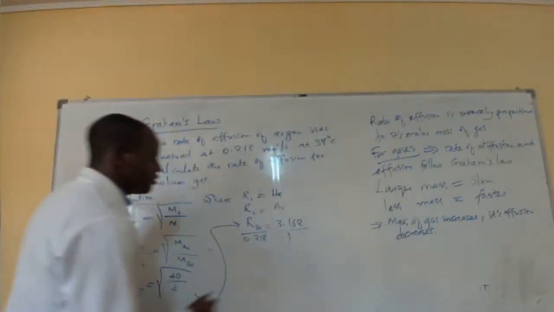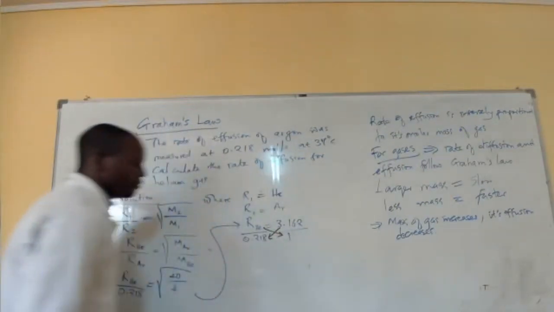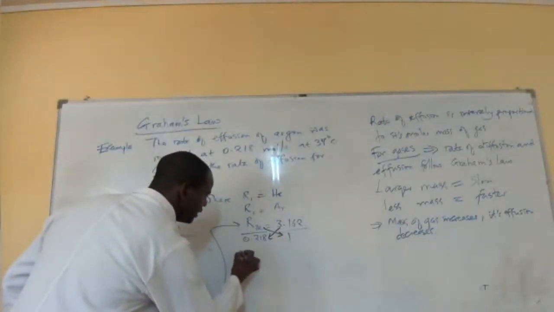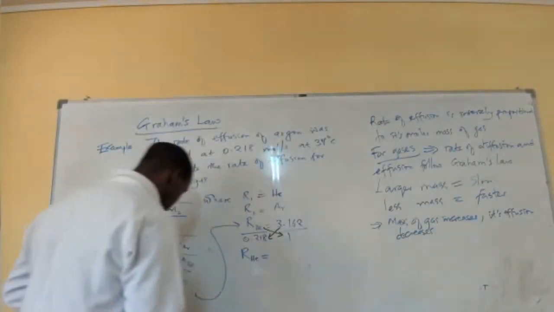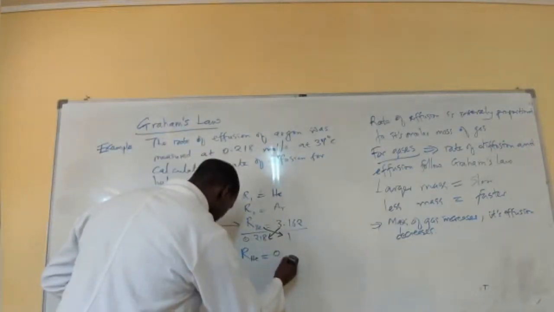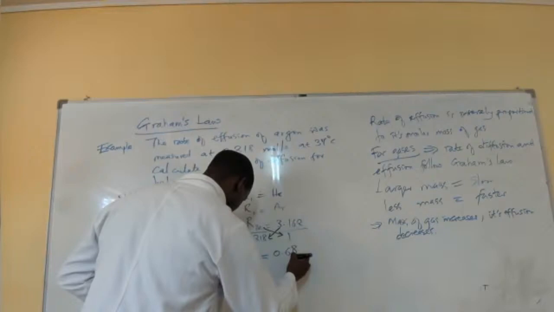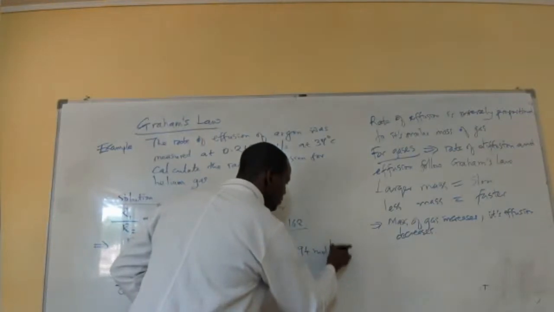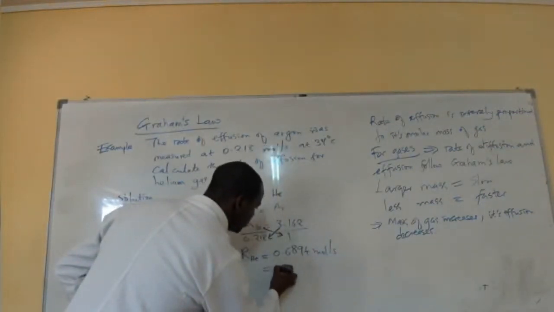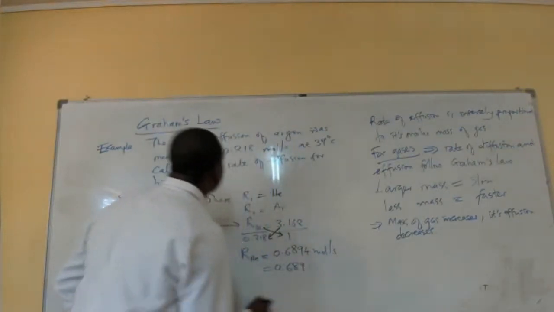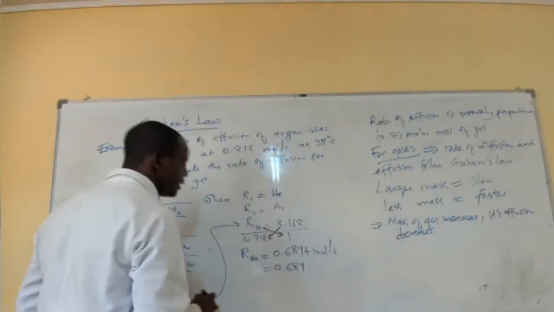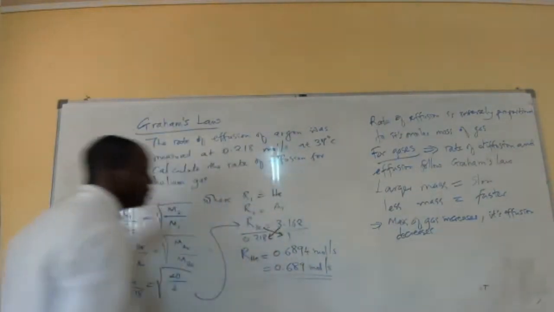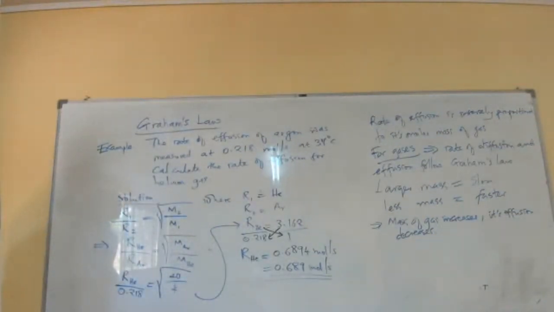Okay? If we cross multiply, what we are going to have is rate of helium is equal to 0.6894 moles per second, which translates to about 0.689. We are given 3 decimal places here, so we can also report to 3 decimal places, moles per second. Okay, so that would be the rate of helium.